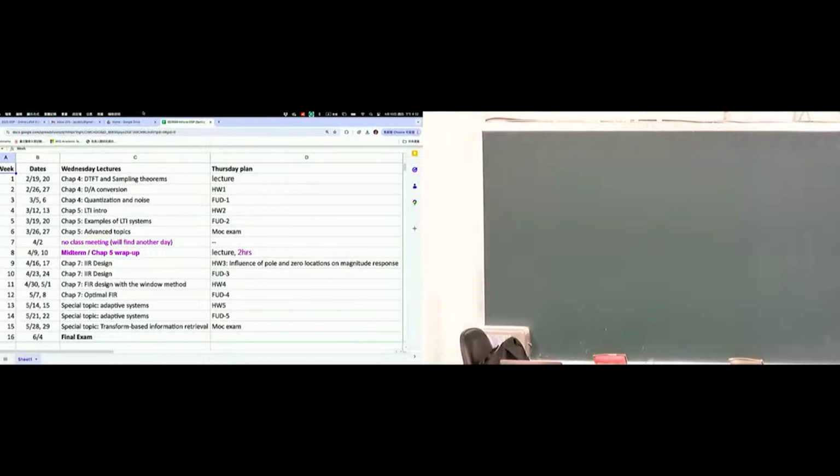After we wrap up chapter 5, we will spend at least 1 month, 4 weeks, starting next week, or maybe a little bit of today, talking about designing filters, and there are several different methods. Then near the end of the semester, I plan to touch base on a few special topics. One special topic is adaptive systems. We have the difference equation, but how can we make it adaptive to the environment?